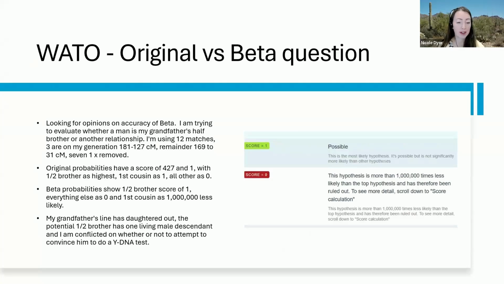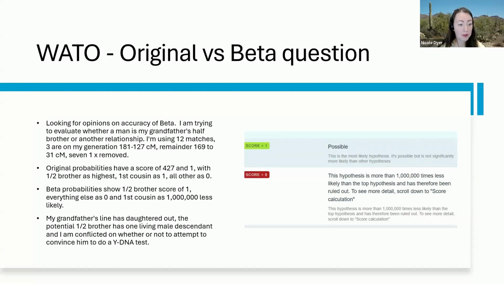The original question came up in our Facebook group, Research Like a Pro with DNA, and the person asking the question said, looking for opinions on the accuracy of beta. I am trying to evaluate whether a man is my grandfather's half brother or another relationship. I'm using 12 matches. 3 are on my generation, between 181 and 127 centimorgans, and the remainder share 169 down to 31 centimorgans. And 7 of them are not my generation, but once removed.